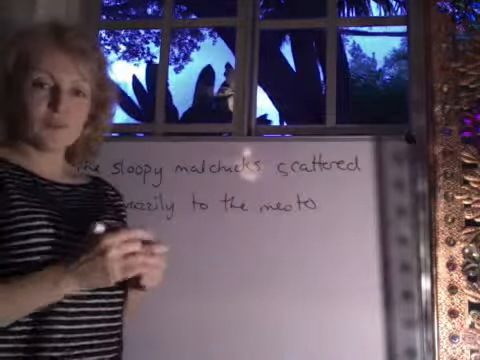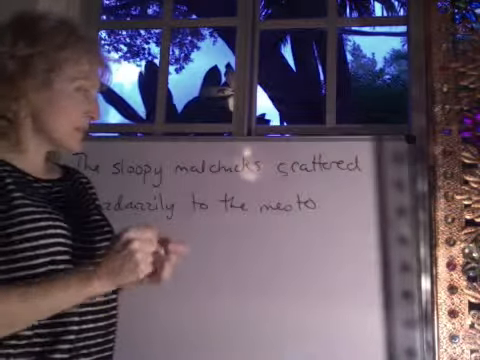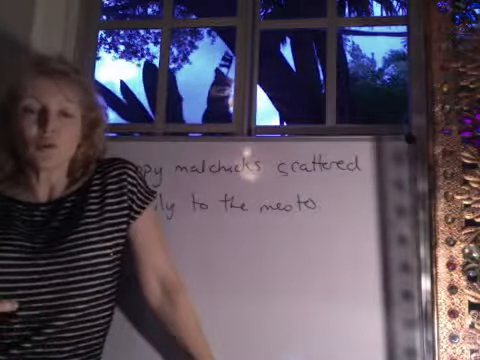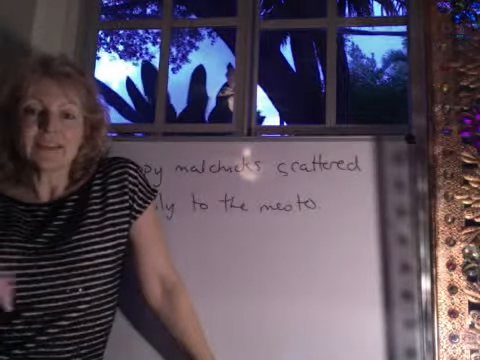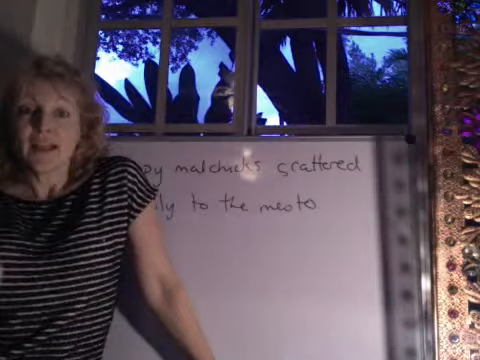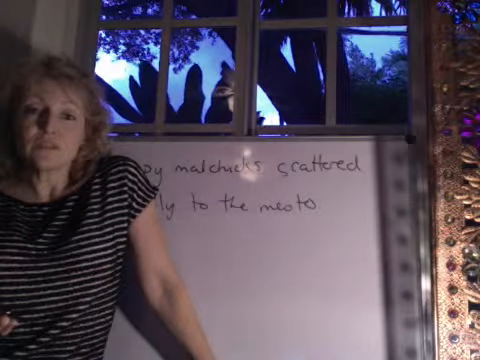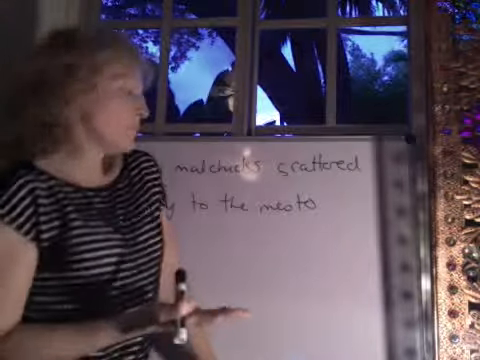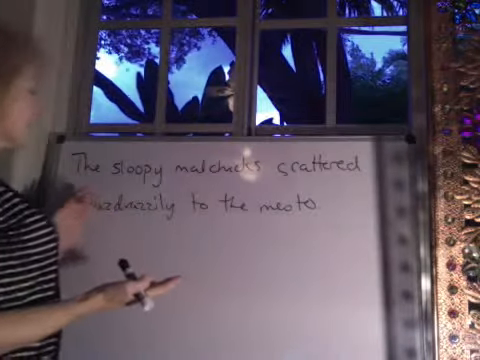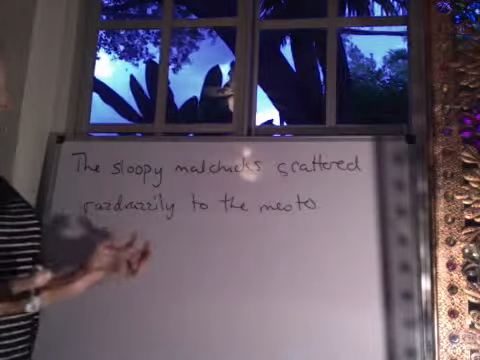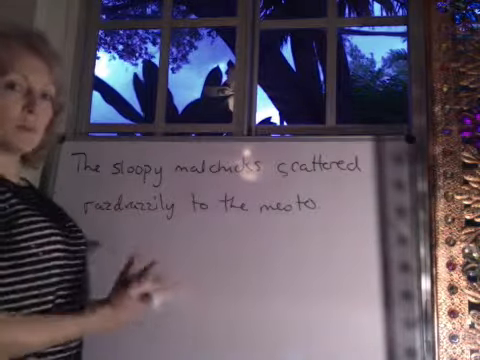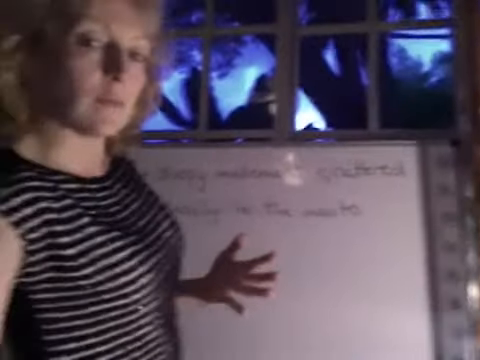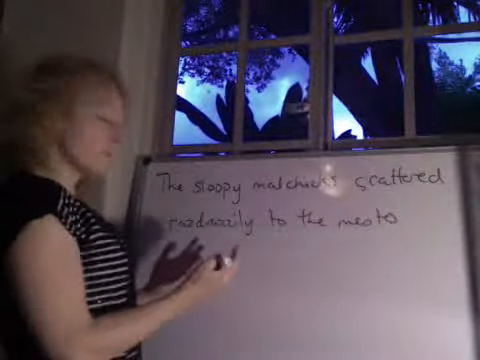Some of you may be familiar with this sentence because it is from the novel A Clockwork Orange, an actual sentence in the novel. Let's take a look at the sentence. When you have a sentence like the sloopy male chicks scattered drowsily to the meadow, what is your big question? Your big question is, what does this thing mean, right? Because we don't know what some of these words are.